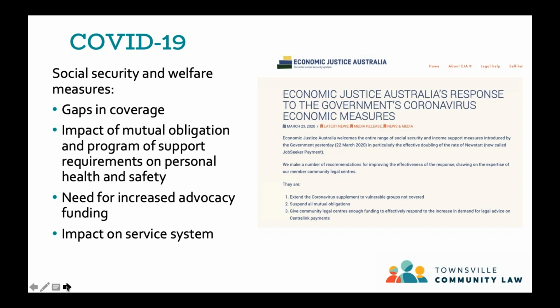Similarly, we've got Economic Justice Australia, who were formerly known as the Social Security Rights Network, talking about gaps in coverage, the impact of mutual obligation, the need for increased advocacy funding, and impacts on the service system, which we're seeing all over the news this morning, with people not being able to access payments that they need to survive in this current environment.